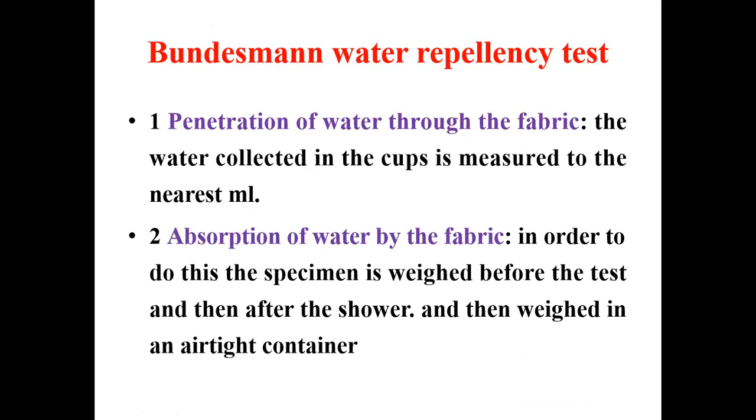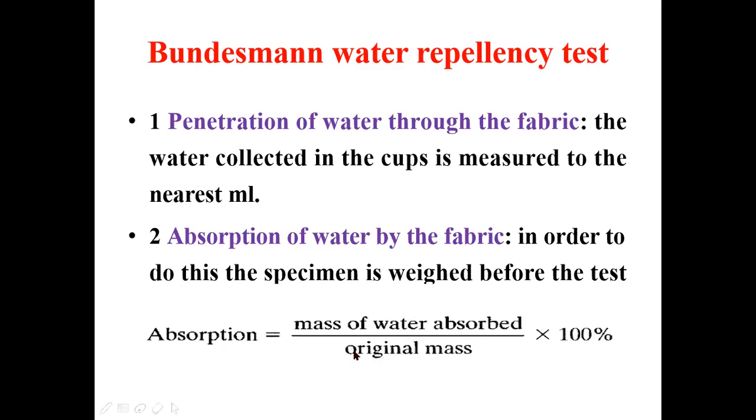Next is the absorption of water by the fabric. In order to do this, the specimen is weighed before the test, and again weighed after carrying out the test, and then we measure the difference in weight. So the mass of water absorbed divided by the original mass. The mass of water absorbed is equal to the mass of fabric after the test minus the initial mass of the specimen. Divided by the original mass, it will give the absorption percentage.